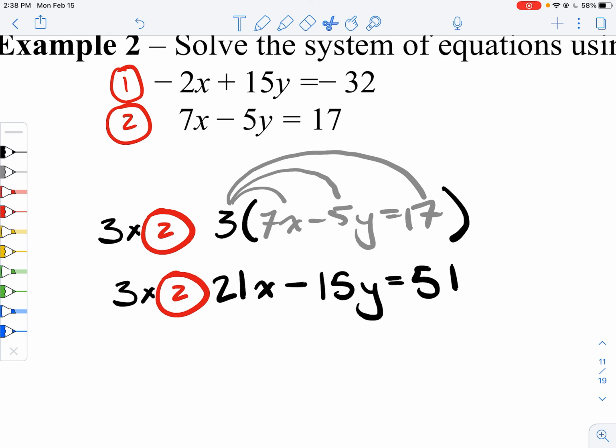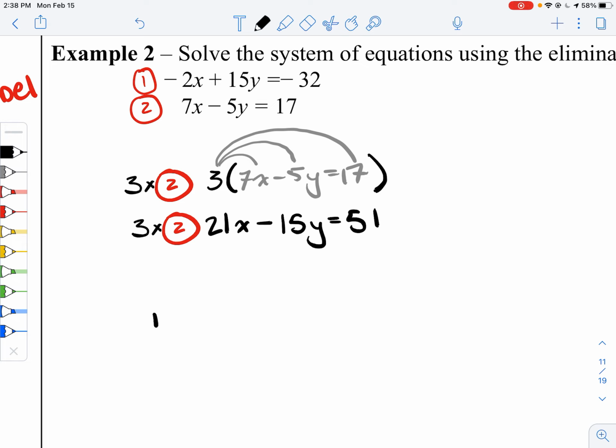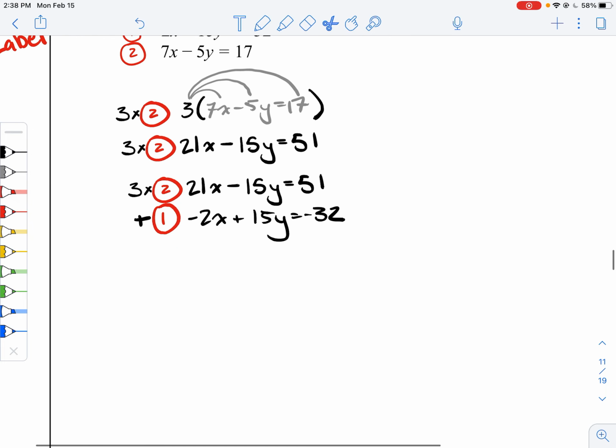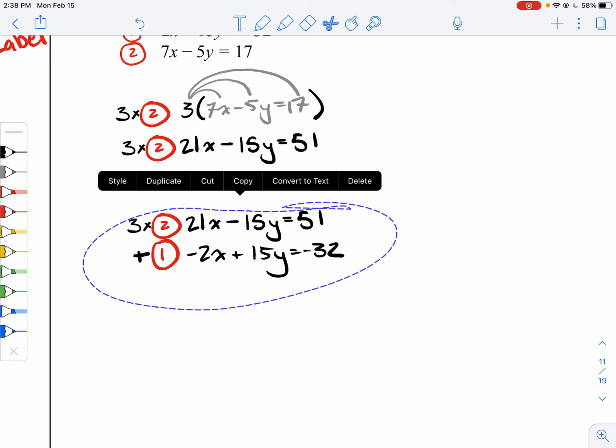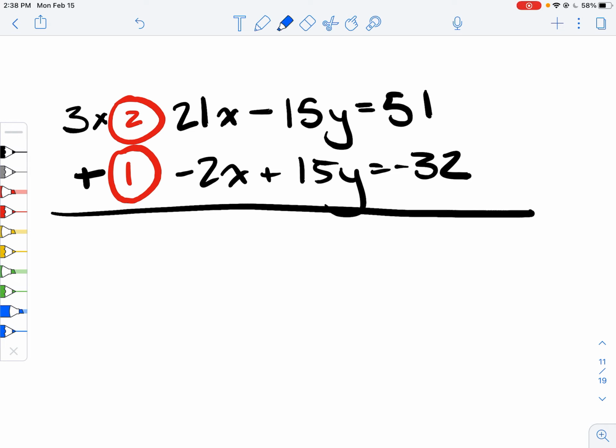So now that I've got 3 times my second equation, I'm going to add that to equation number 1. So I'm going to take 3 times equation number 2 and add that to my first equation. My first equation was negative 2x plus 15y equals negative 32. I'm going to leave myself some space. Sweet. Now I can add these up. So let's line them up.